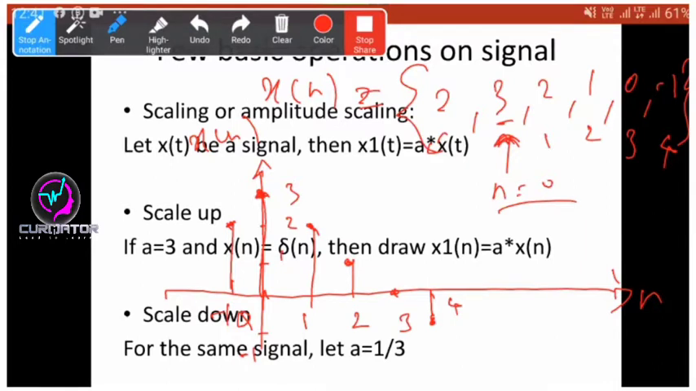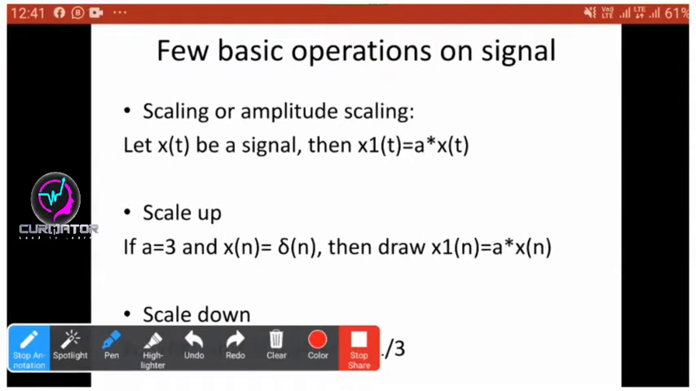There are totally four basic operations we see here: amplitude scaling, time scaling, time reversal, and time shifting. There are 4 operations involved here. These are the 4 basic operations in our subject. Let us consider amplitude scaling now. Amplitude scaling is like multiplying a scalar value with our x of t signal.